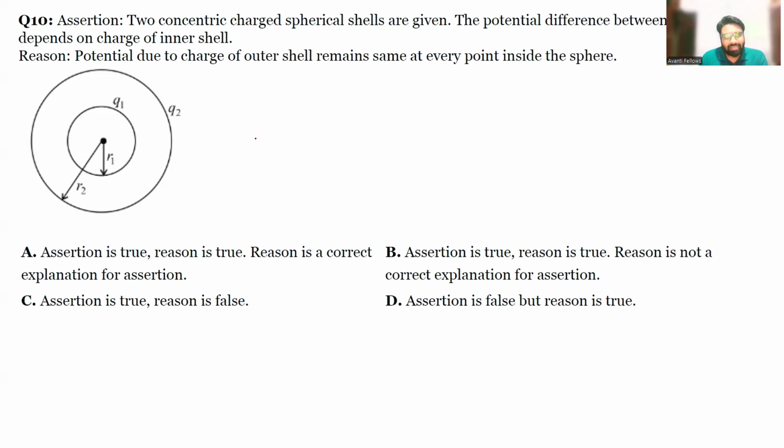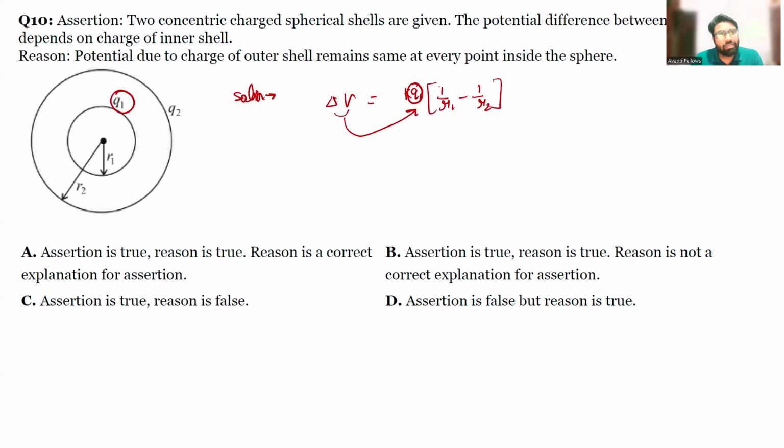देखो, चलो, let's try to solve it. So if I talk about the potential difference between these two concentric shells, it is given by k q1 into 1 upon r1 minus 1 upon r2. So similarly, you can say that the potential difference depends only on the charge present on the inside. This is very clear, which means the assertion is very right. Assertion is true.